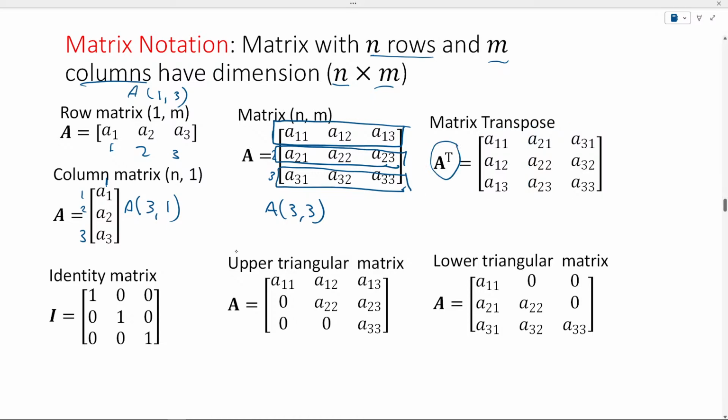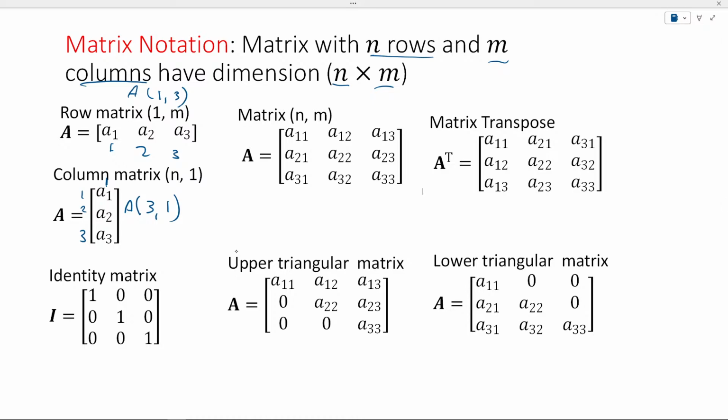A transpose. Okay. Don't worry about why these things are important now. Just learn them, and later on I will show you why these things are important. Identity matrix. That is a matrix that has 1 on the diagonal elements. So all the diagonal elements are 1, and the off diagonal elements are 0. That's called an identity matrix.